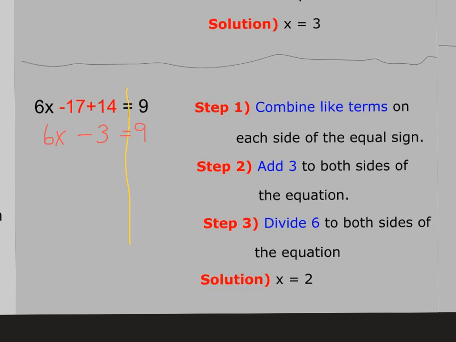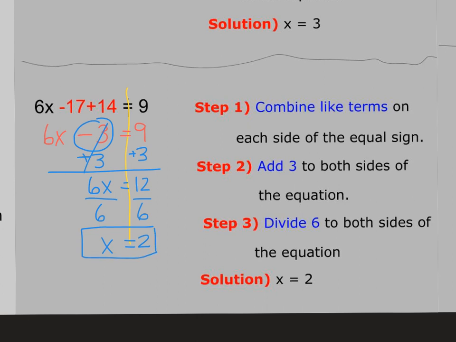So step 1 is done. Step 2, we need to cancel out the term not directly with the variable, so that is the negative 3. Inverse would be adding 3 to both sides of your equation. You're left with 6x on the left side. 9 plus 3 is 12. Now you'll divide both sides by 6, and x will equal 2. Okay, hopefully this is not too complicated. It's just that additional step at the beginning that must be done before you start doing the rest of the steps for the two-step equation.